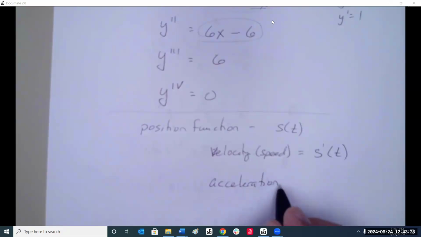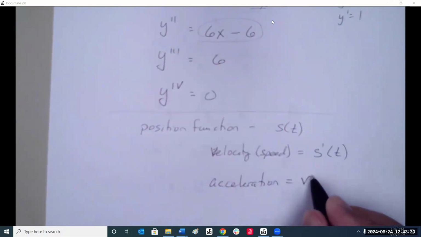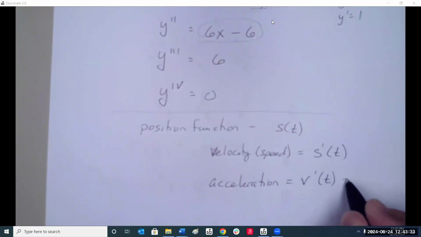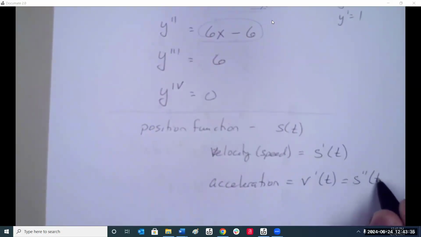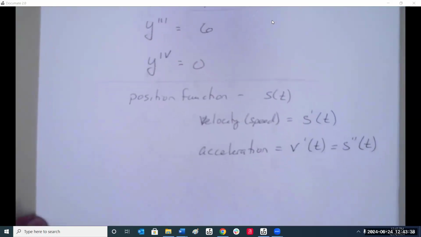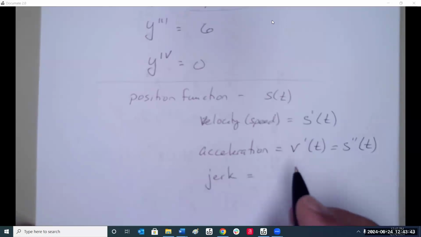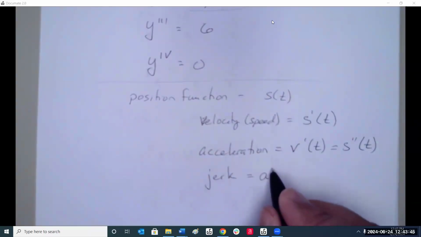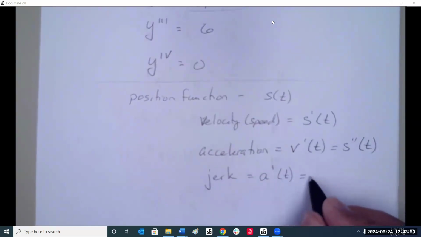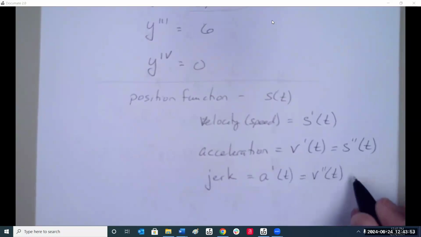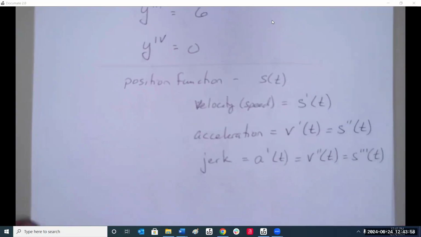Acceleration is the first derivative of velocity, which makes it the second derivative of your position function. The jerk is the first derivative of your acceleration, which is the second derivative of your velocity, which is the third derivative of your position. So each one of them finds a different rate of change of a different function.